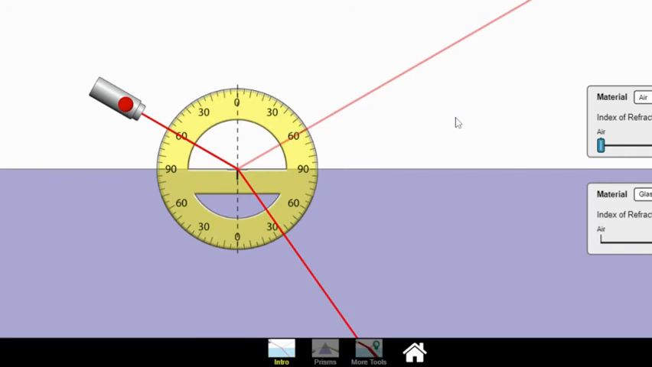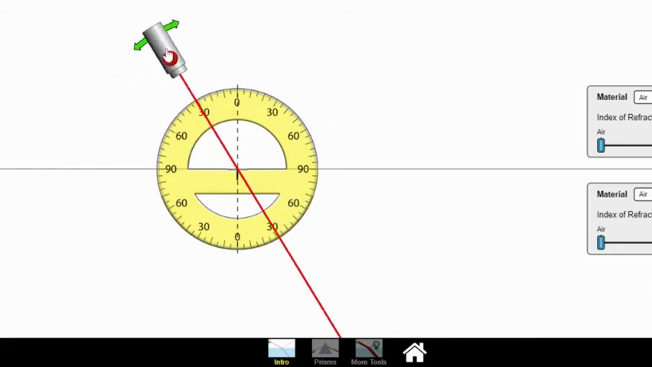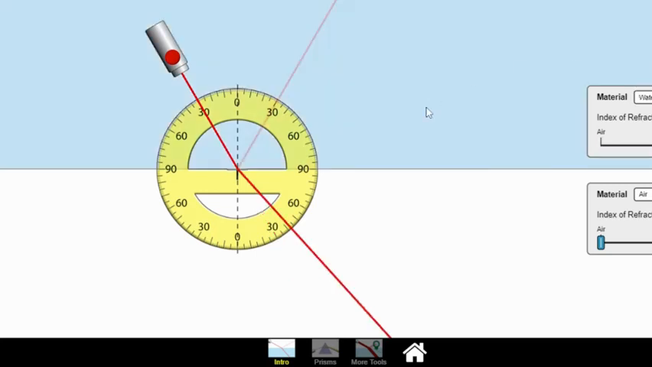All right, I'm going to do one more change here, okay? This time, I'm going to go back to where we were in the beginning, where it's air to air, all right? I'm going to move this back up here to 30. And this time, we're going to start in water. And we're going to go to air.